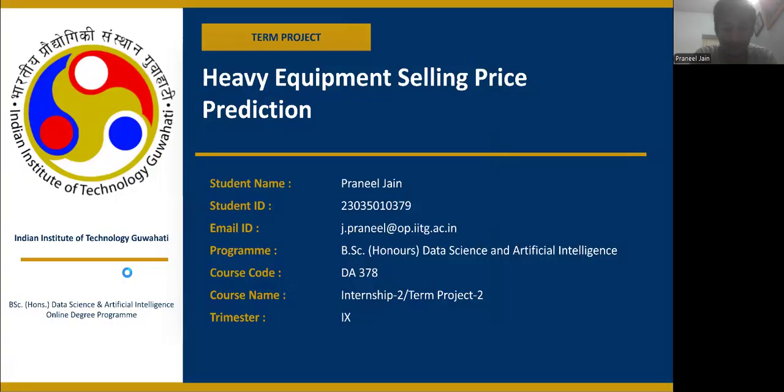Okay, let's get started. So this is our first slide. Hello, I'm Pranit Jain. My roll number is this, and I'm from the BSc Honors Data Science and AI program at IIT Guwahati. This is my submission for the DA 378 internship term project 2 course, which is in trimester 9, and it is titled Heavy Equipment Selling Price Prediction.